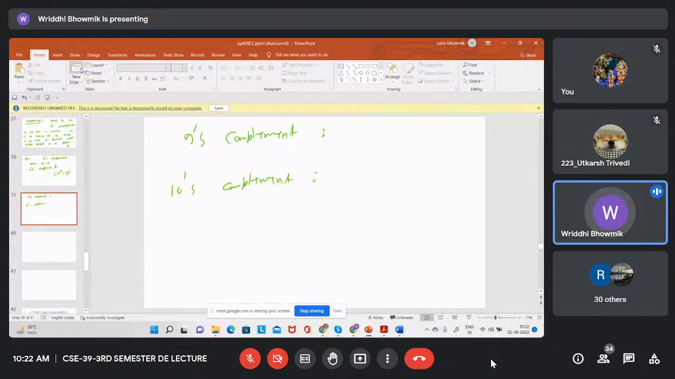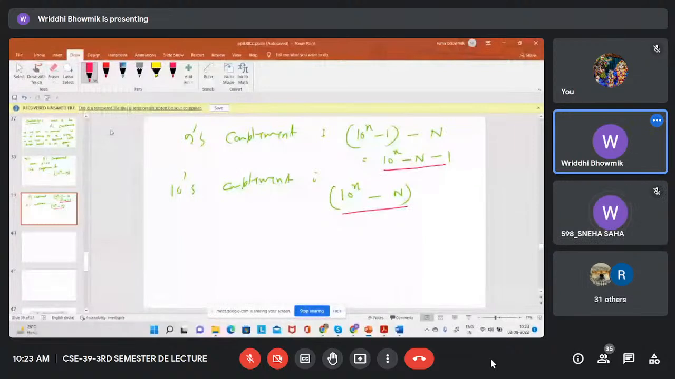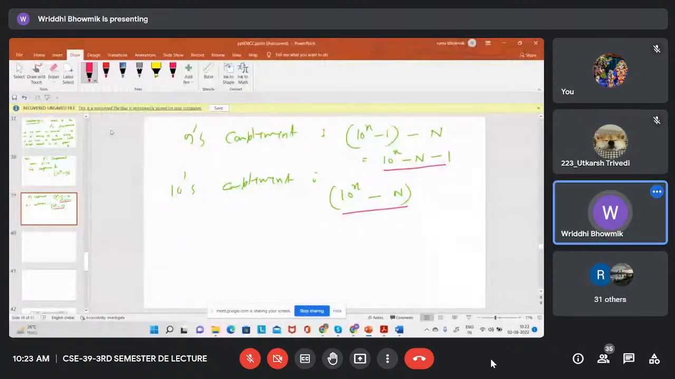If you just compare the basic formula, in the nines complement, the formula is 10 to the power n minus 1 minus N, or you can simply write 10 to the power small n minus capital N minus 1. And for tens complement, you have 10 to the power small n minus capital N. So if you just compare these two equations, what is the observation? That actually tens complement is 1 greater than nines complement, isn't it?